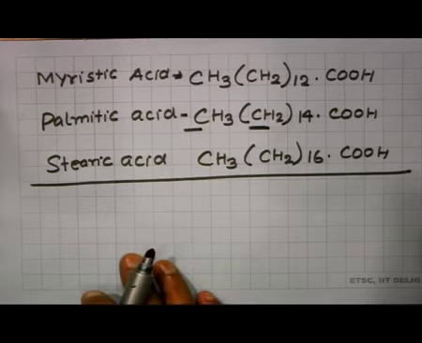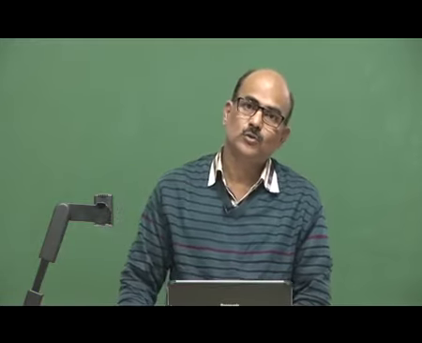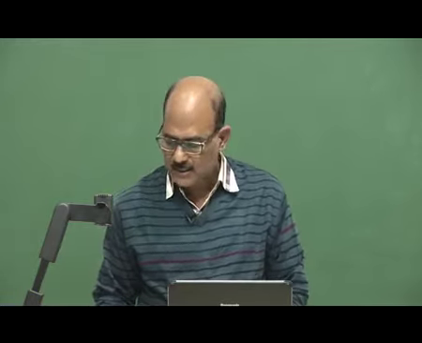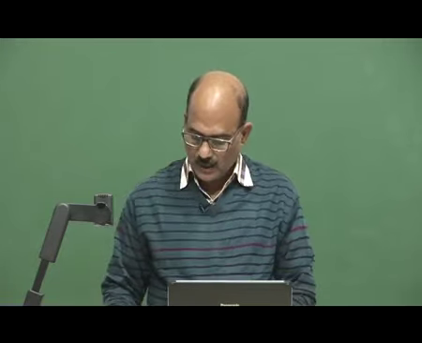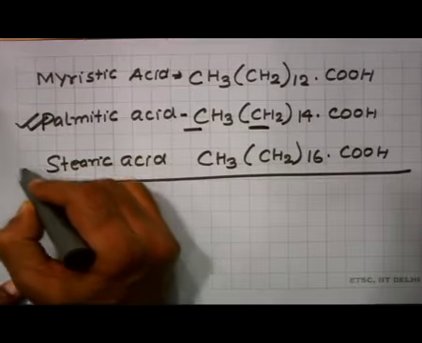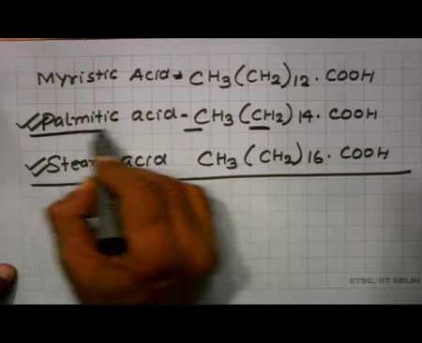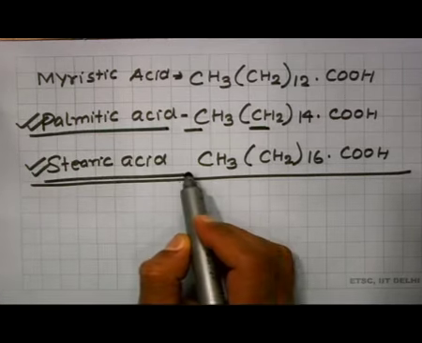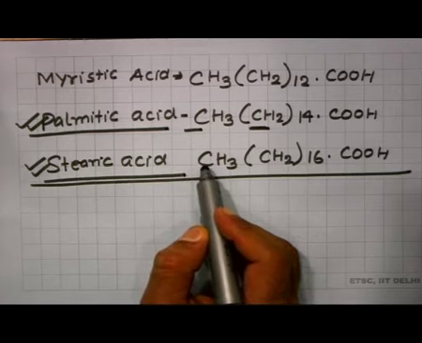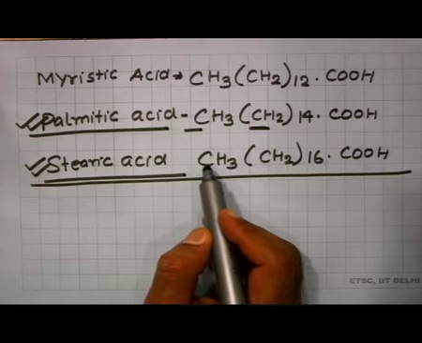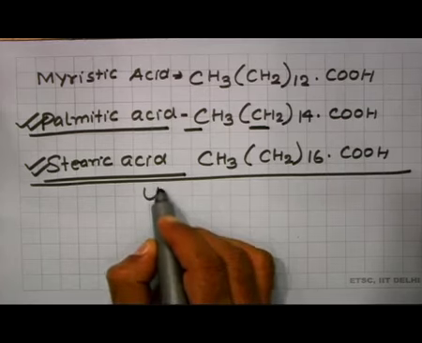You can easily write down the chemical formula by knowing whether the CH2 group is multiplied by 6, 8, 10, 12, 14 or 16. The two very important ones for your syllabus are palmitic acid and stearic acid. So, you can now easily write the structure of these saturated fatty acids. Now, look at some unsaturated fatty acids.